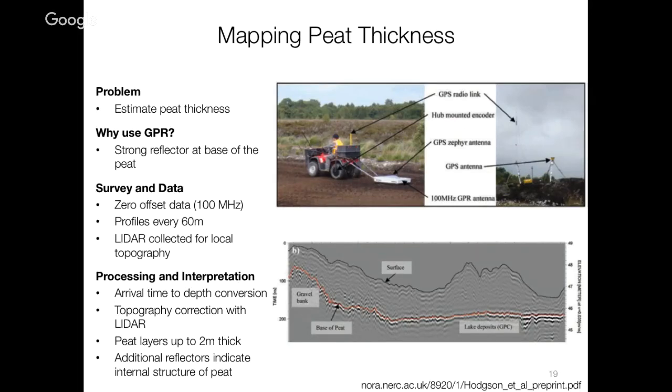Mapping peat thickness. This is in Ireland. Guys towing a GPR system over a hill, and then the GPR radar section looks like this. So you can get an estimate of what the thickness of the peat is.